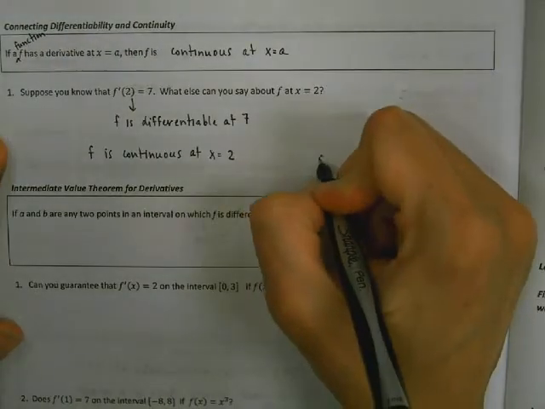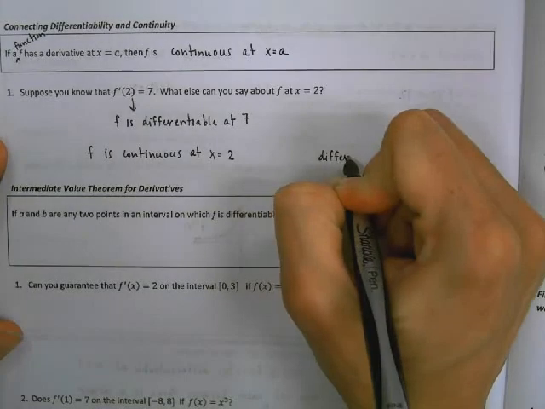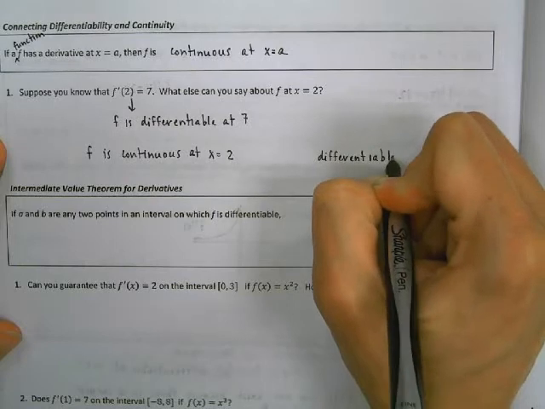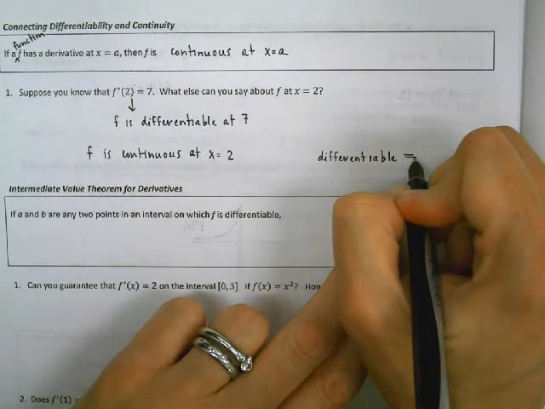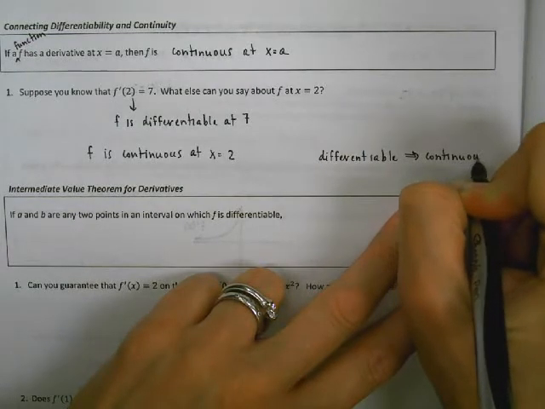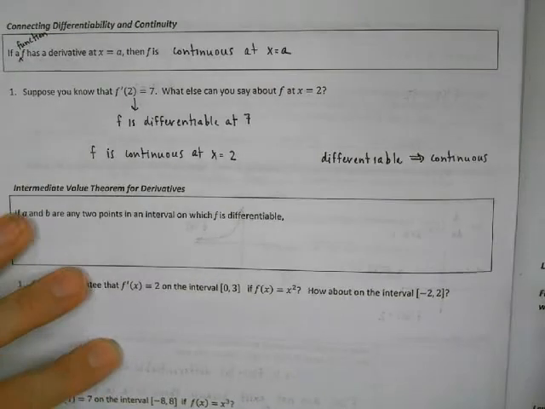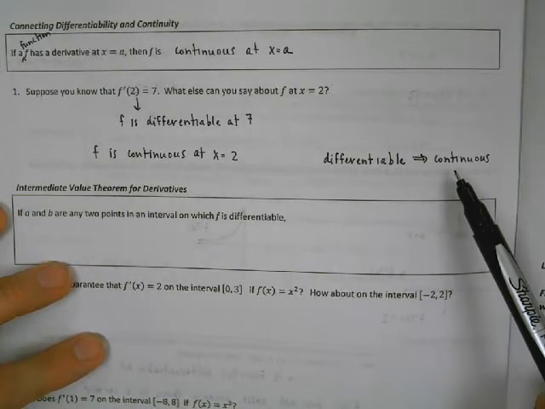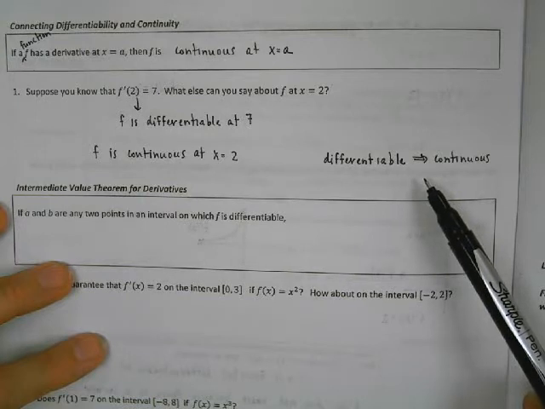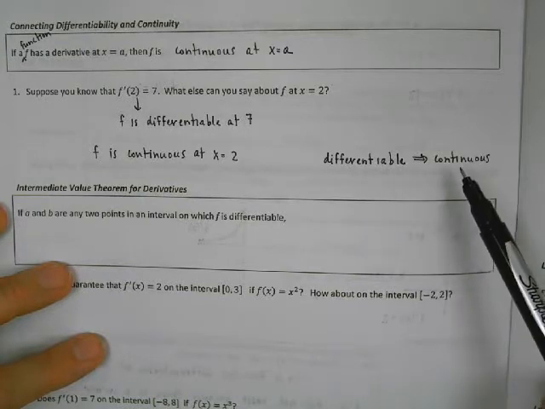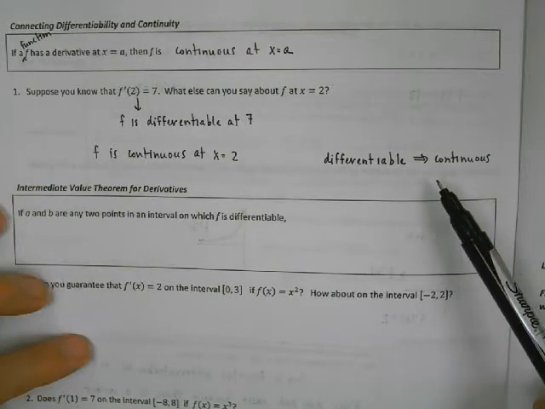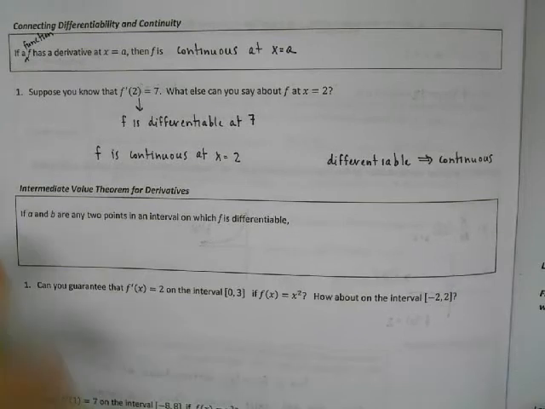So the big idea here is that if we're differentiable, that implies that the function is also continuous at that point. And I want to caution you that this does not work the other way. Just because a function is continuous does not mean necessarily that it's differentiable. We know that we could have absolute value of x, which is continuous. However, because of that corner, it's not differentiable.